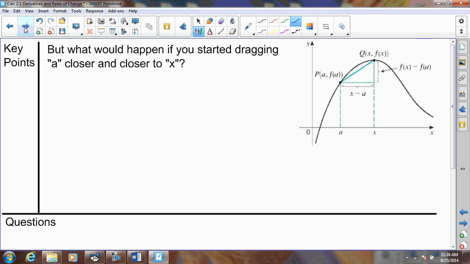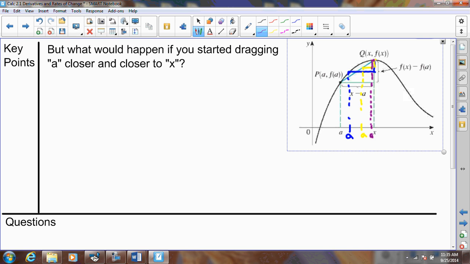What would happen if we started dragging this number a closer and closer to x? So instead of being this far away, what if I was using an a value that was there? When we come up, that would put point P here, which would shrink the rise and it would shrink the run. Drag it even closer still, and it's getting shrunk even more. You can see that the size of this triangle at the top is getting really tiny, so small that I can't even see it anymore. Bring it closer and closer and closer, clearly hinting at the idea of a limit.